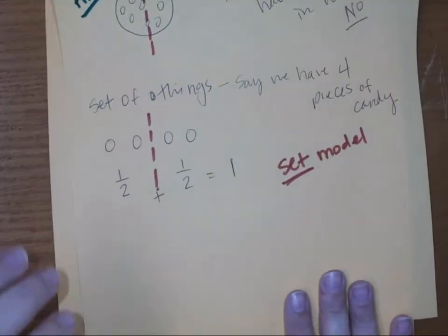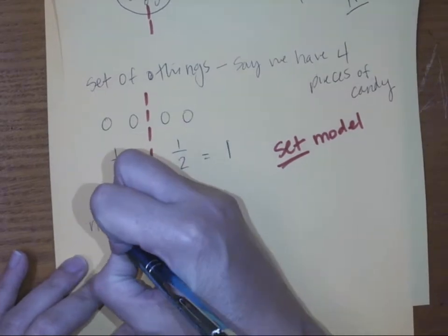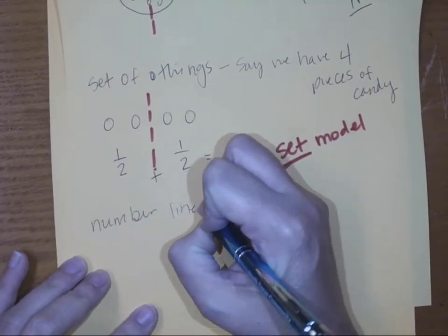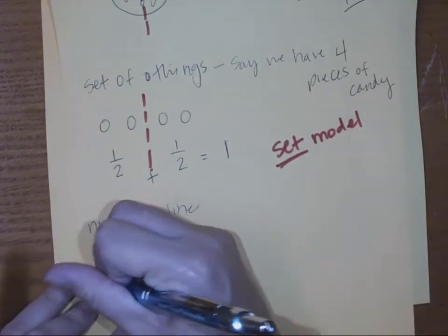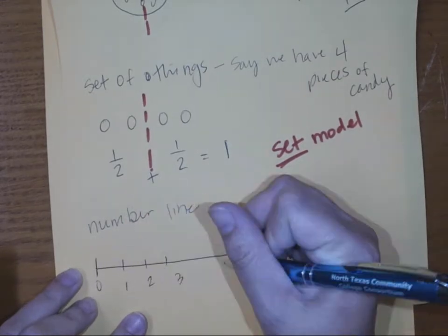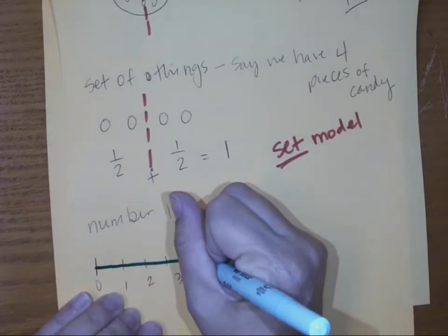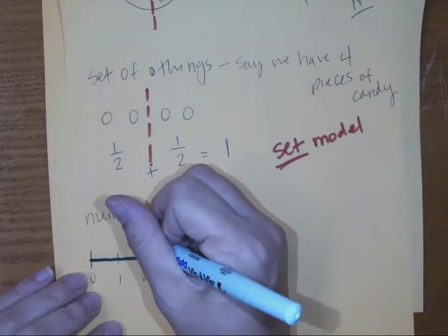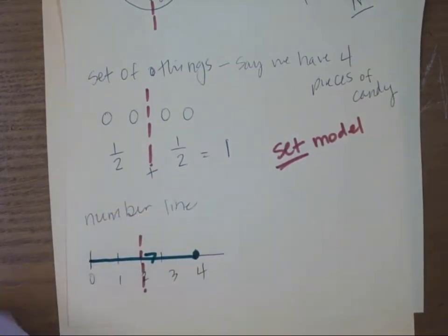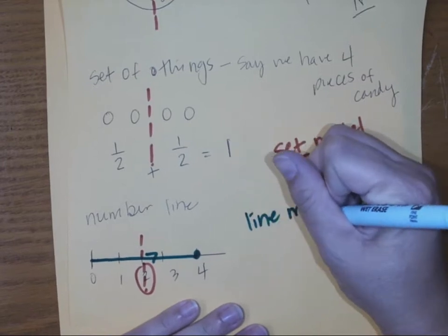And then the other way I could think about it is on a number line. So on a number line, if I had the number 4, so let's see, 1, 2, 3, 4. If I had the number 4 here, so here's my number 4. If I was going to cut that in half, what is half of 4? Well, cut it in half like that, and half of 4 is 2 because it's 2 equal parts now. Okay, and this is called the line model.